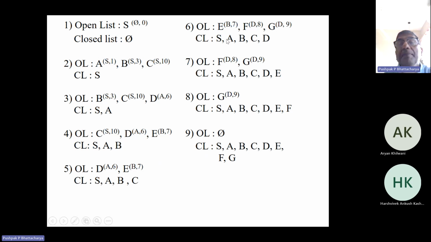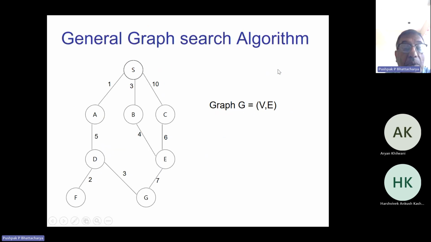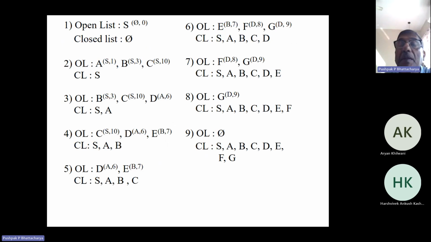But somehow this is not happening. The algorithm decides to expand E. So E comes to the closed list. E does not bring in any new node, because E's child is G. G is already there, and there is no reason to change the parent pointer of G. The least cost path is through D.